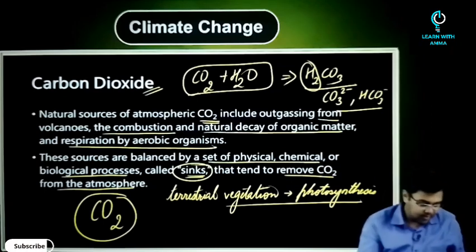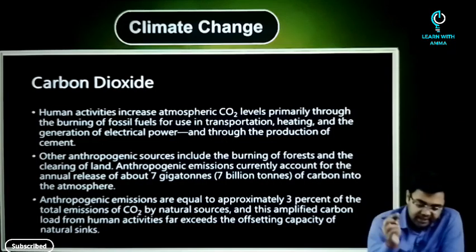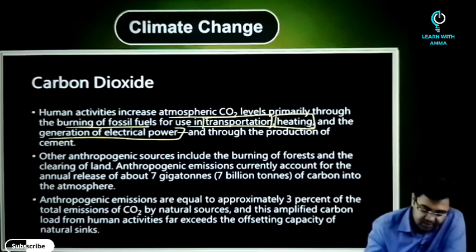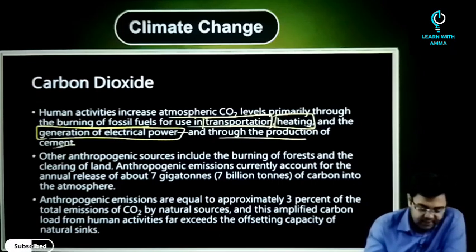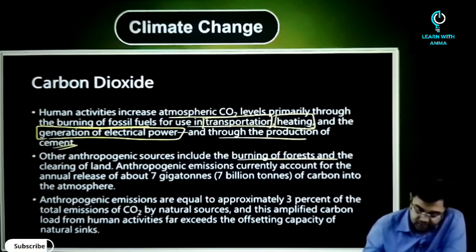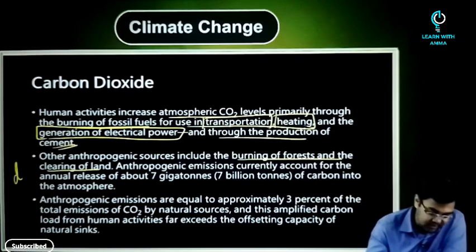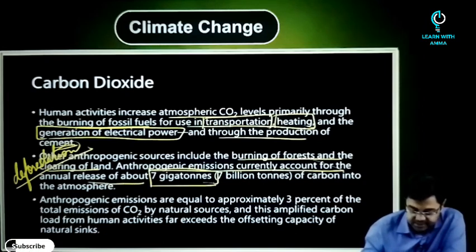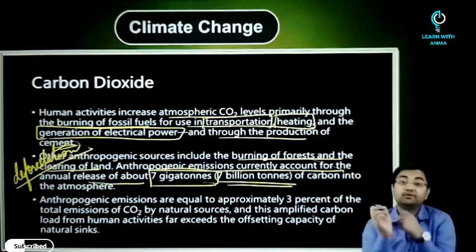Now, human activities have increased the atmospheric concentration of carbon dioxide primarily through the burning of fossil fuels, as we discussed, which comes from transportation, heating and generation of electric power, and also to an extent through the production of cement. The other anthropogenic sources include the burning of forest and clearing of land, basically deforestation. Anthropogenic emissions currently account for an annual release of 7 gigatons, or 7 billion tons, of carbon into the atmosphere.